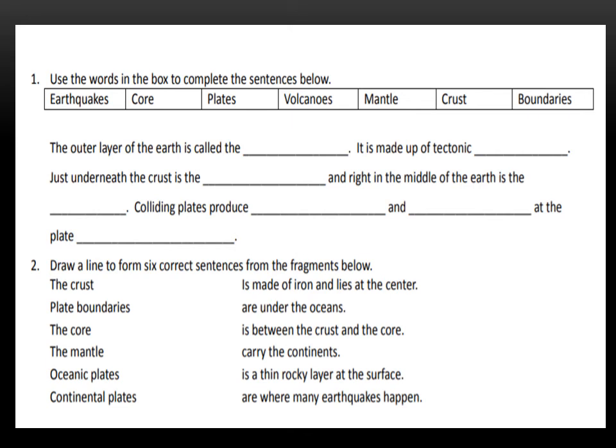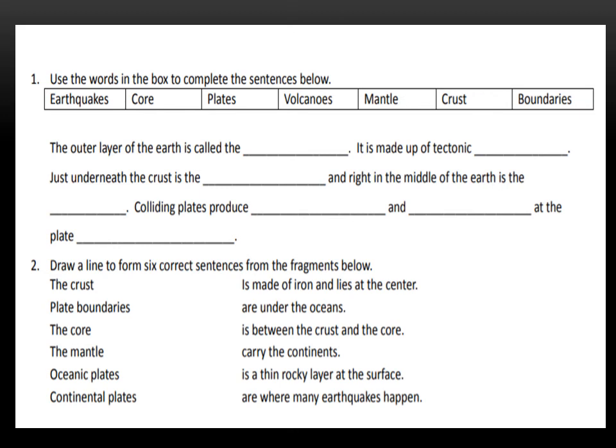Second option is: are under the oceans. Clearly mentioned here. And the third one is: between the crust and the core. So you know the layer between the crust and the core. Pick the answer from the first column. Okay, carry the continents. Clearly mentioned here, and you can find the answer from column A.